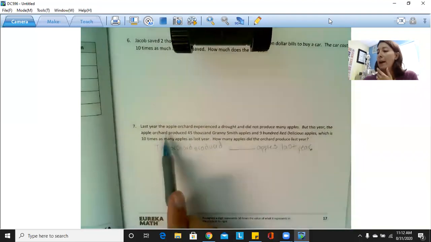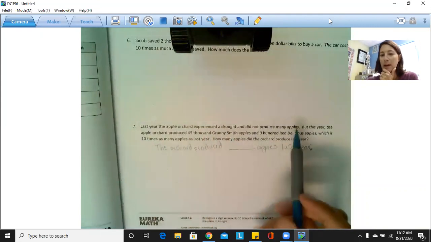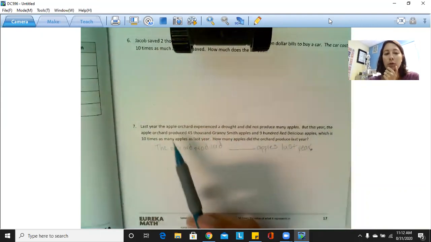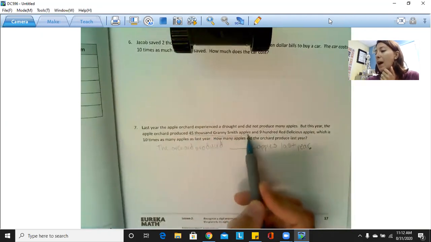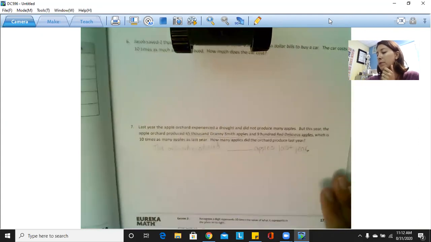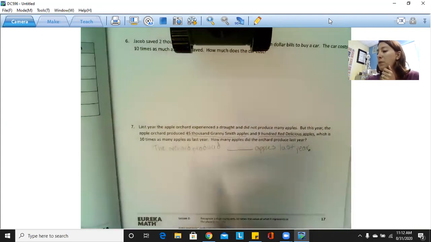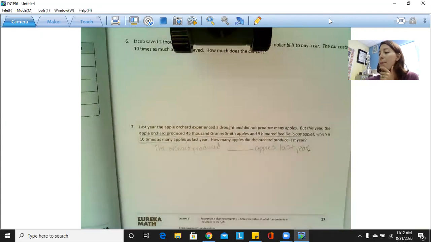It says, last year the apple orchard experienced a drought and did not produce many apples, but this year the apple orchard produced 45,000 Granny Smith apples and 900 Red Delicious apples, which is 10 times as many apples as last year. How many apples did the orchard produce last year?